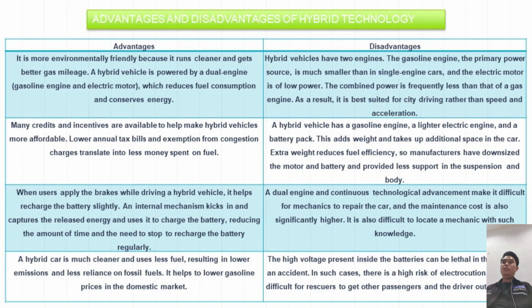Next, a hybrid vehicle has a gasoline engine, a lighter electric engine, and a battery pack. This adds weight and takes up additional space in the car. Extra weight reduces fuel efficiency, so manufacturers have downsized the motor and battery and provided less support in the suspension and body.